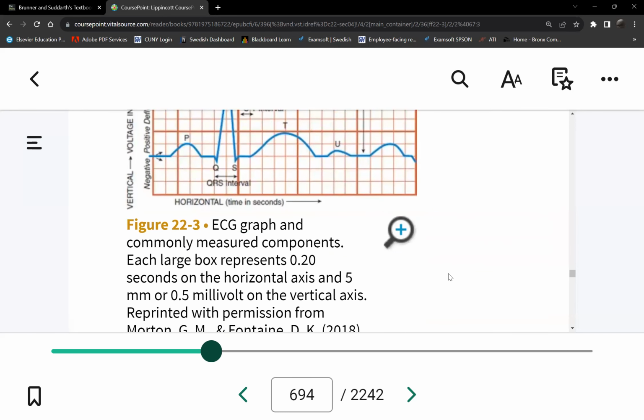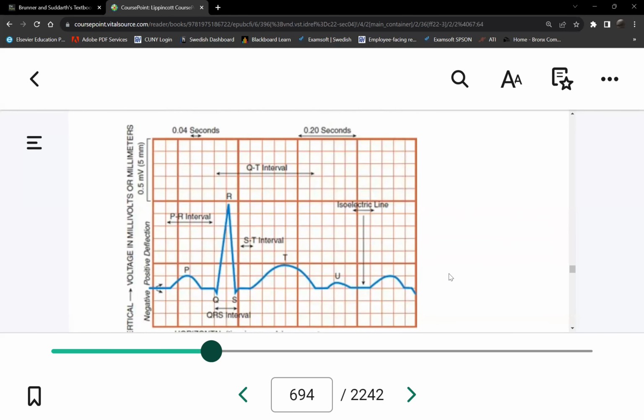Any questions on the waves and complexes? Whenever you see the cardiac rhythm, are you able to identify what's happening when each wave appears? Yes. Okay, very good.